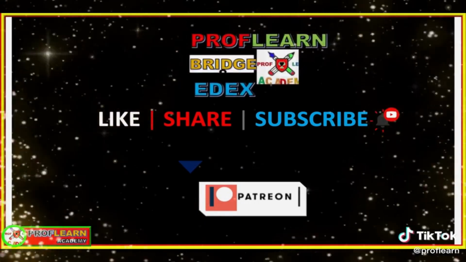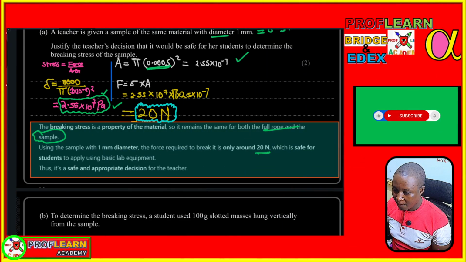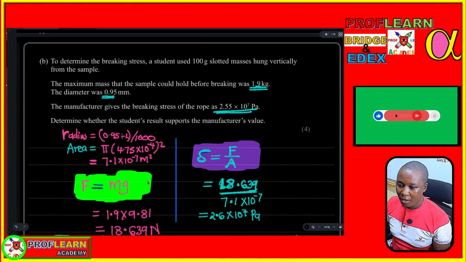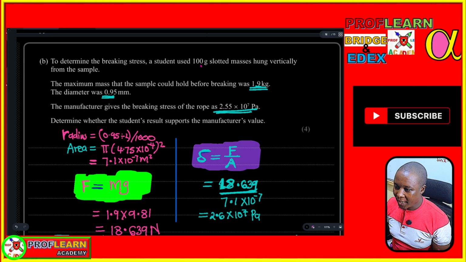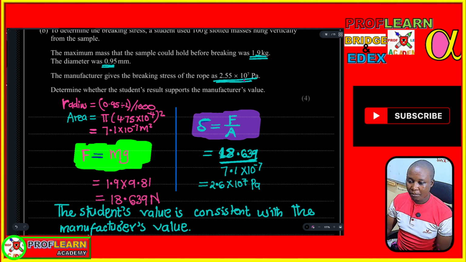We are almost done. Moving to the last bit of the question that was asked. To determine the breaking stress, the student used 100 grams slotted masses hung vertically from the sample. The maximum mass the sample could hold before breaking was 1.9 kilograms, and the diameter was 0.95. So the manufacturer gives the breaking stress to be 2.55 times 10 raised to the power 7 pascals.